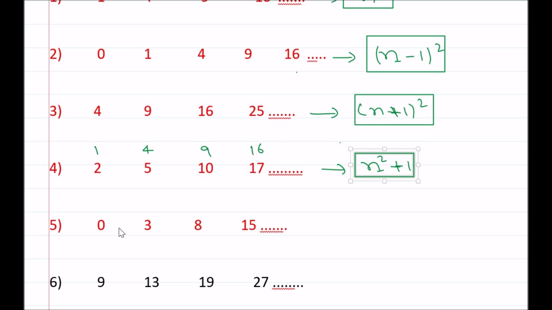Now let us see the next one. Again compare with the square numbers, 1, 4, 9, 16. If you compare here, they are one less than the square numbers. What does it mean? N square minus 1. In the exam paper, the given sequence can be one more, one less, two more, two less, something like that. So you can easily find it by comparing with the square numbers.